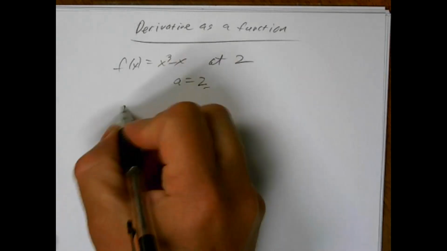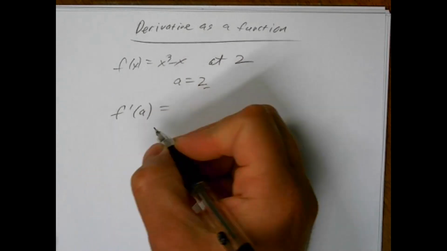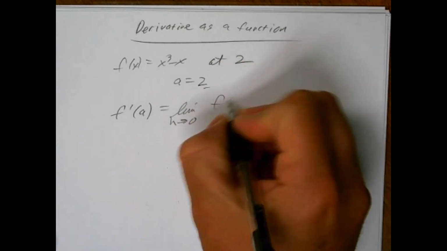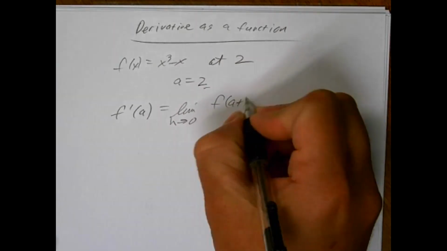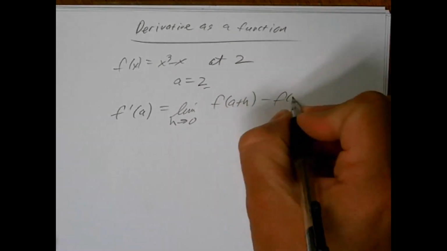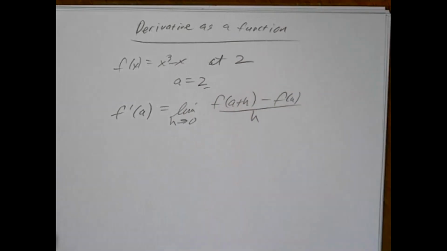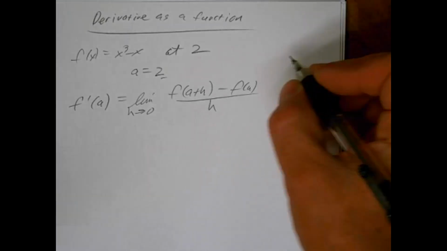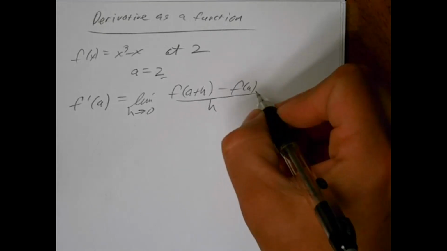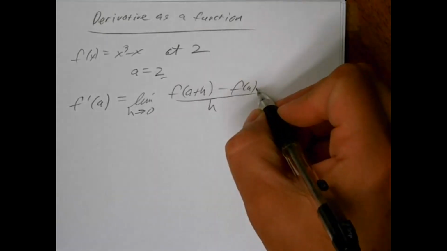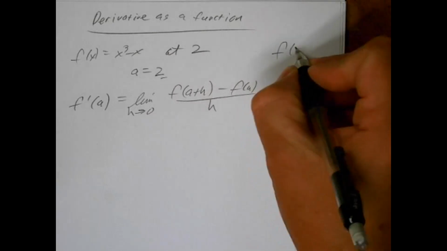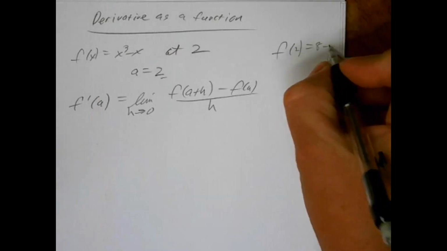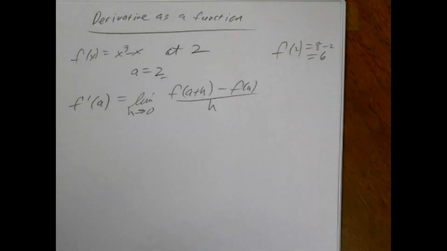And the definition of derivative said that f prime of a was equal to the limit as h approaches 0 of f of a plus h minus f of a all over h. So the procedure was, and we'll walk through this one for practice, to first find out what f of a is. In this case, f of a is f of 2, and f of 2 would be 2 cubed, which is 8, minus 2, which is 6.